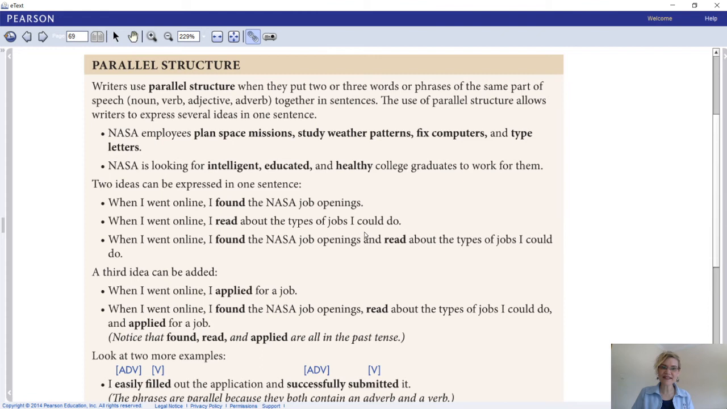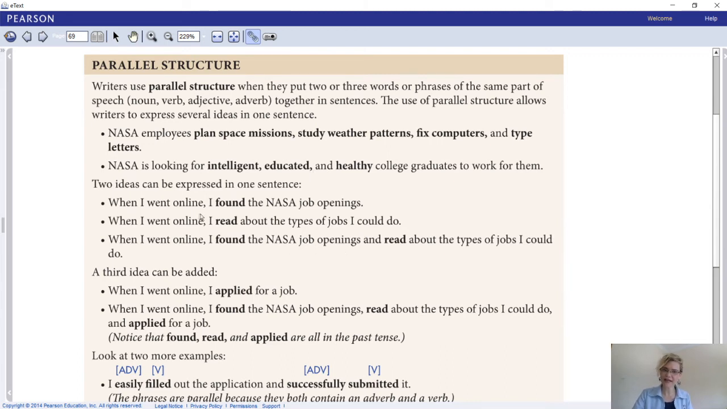For example, NASA employees plan space missions, study weather patterns, fix computers, and type letters. Or NASA's looking for intelligent, educated, and healthy college graduates to work for them. Instead of making more than one sentence to express that idea, they like to combine it into one. But you gotta make sure that you use a parallel structure. Two ideas can be expressed in one sentence.